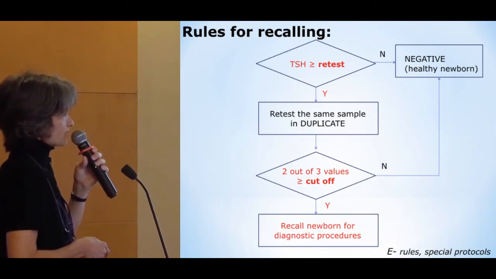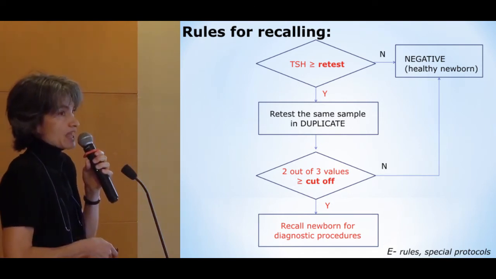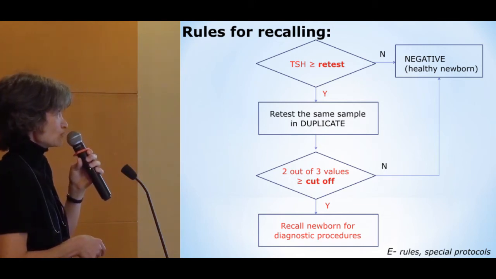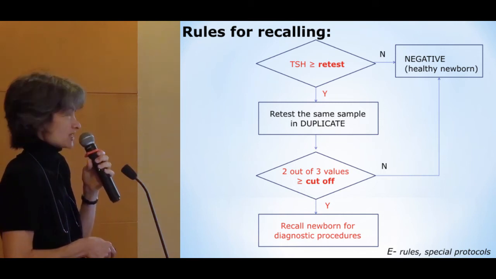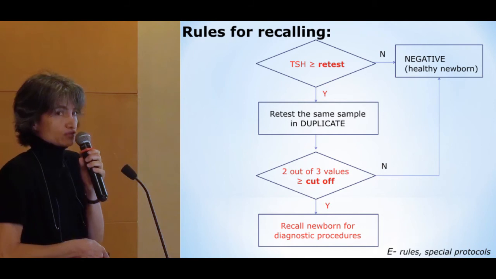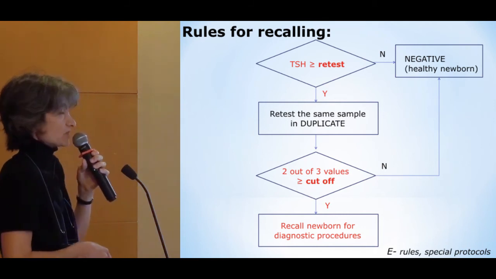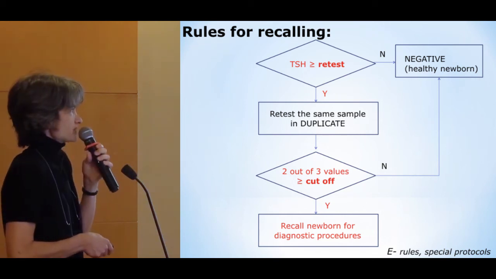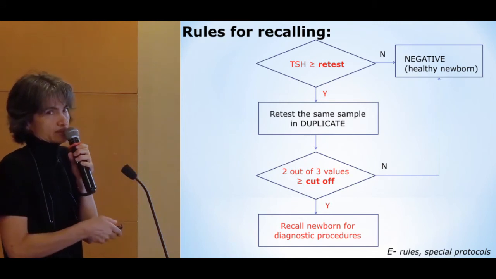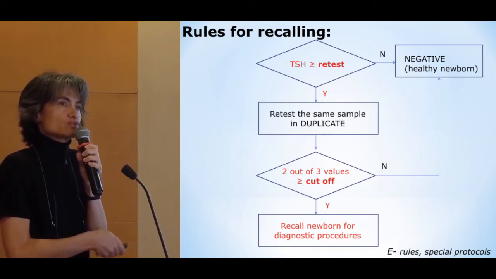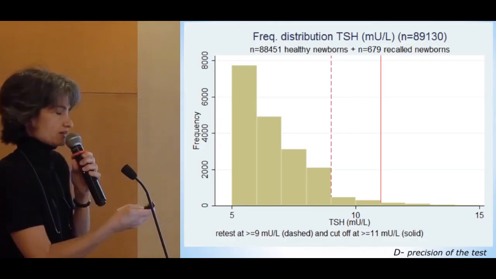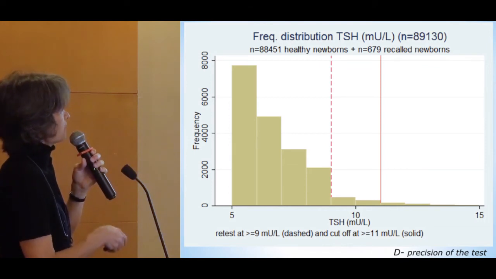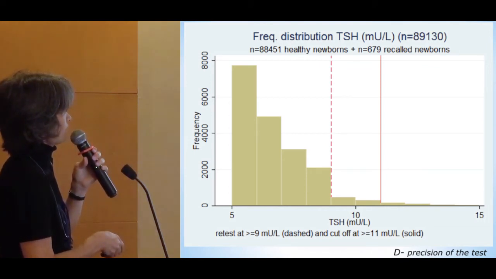Okay? So this is the rule that we apply. The baby will be recalled if 2 values out of 3 exceed our cutoff. In that case, the baby will be recalled for diagnostic procedures. Otherwise, the babies will be considered healthy, negative. Okay? This is the algorithm to apply the retest and the cutoff levels. This is what I just showed you. This is the visual scenario that I just talked about.